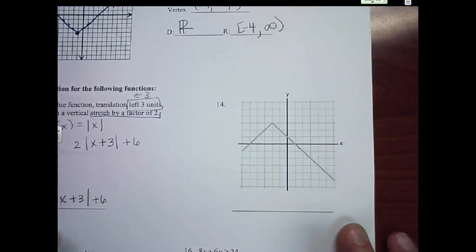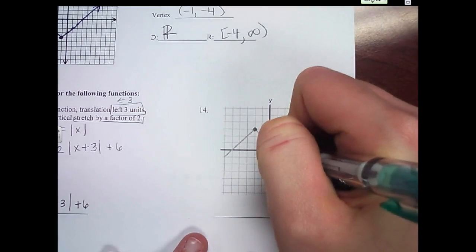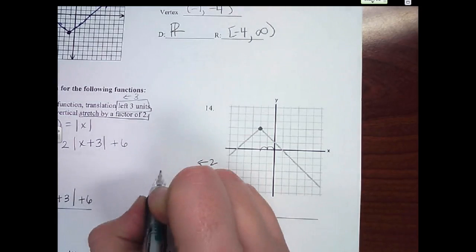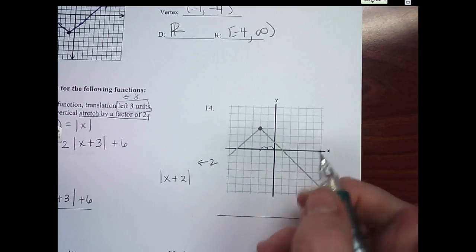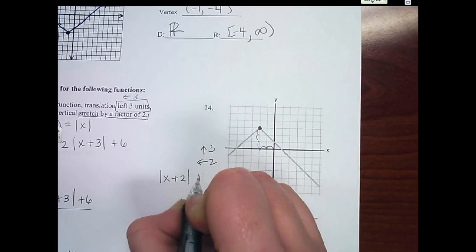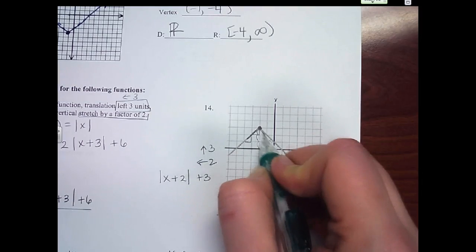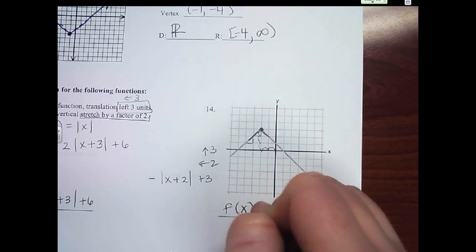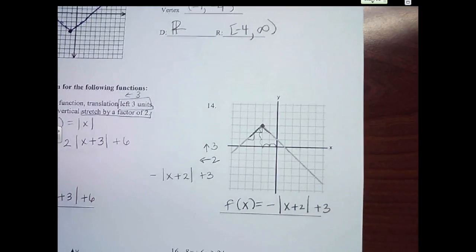Now 14, they give you a graph, so let's look at this one. Let's first start here with the vertex. So I have to go left 2. So since I go left 2, that's going to go on the inside, and it's opposite, so plus 2. Then up 1, 2, 3. So since it goes up 3, that goes on the outside. And they still go down 1 over 1, but because it's reflected, there's a negative in front. So this one's f of x equals negative absolute value of x plus 2, plus 3.